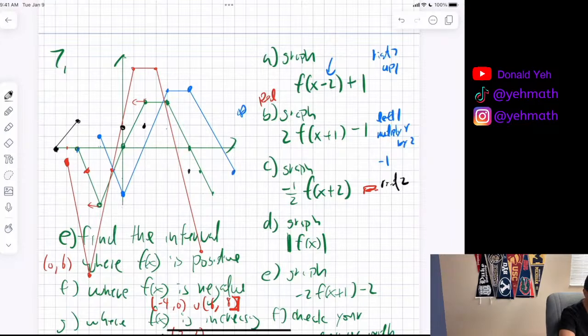This one, move left 2 times -1/2. It's gonna be this way. Move left 2. Move left 2. All this graph confused me. It's gonna be like this. And move left 2. And here. Is that better? No? Yeah, I just get confused with signs.